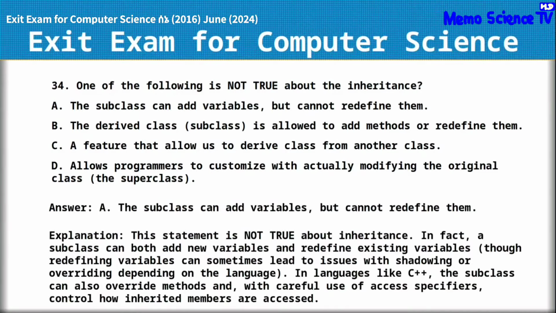The subclass can add variables but cannot redefine them. This statement is not true about inheritance. In fact, a subclass can both add new variables and redefine existing variables, though redefining variables can sometimes lead to issues with shadowing or overriding depending on the language. In languages like C++, the subclass can also override methods and, with careful use of access specifiers, control how inherited members are accessed.